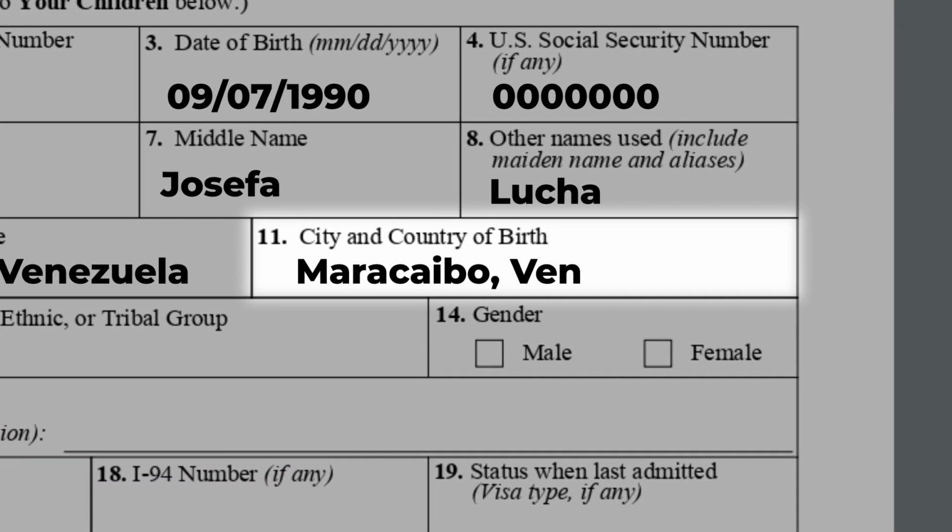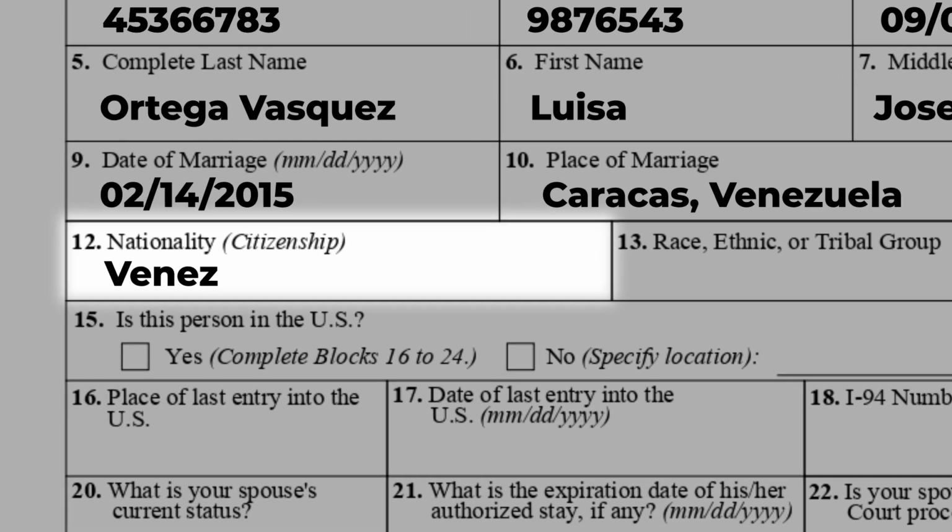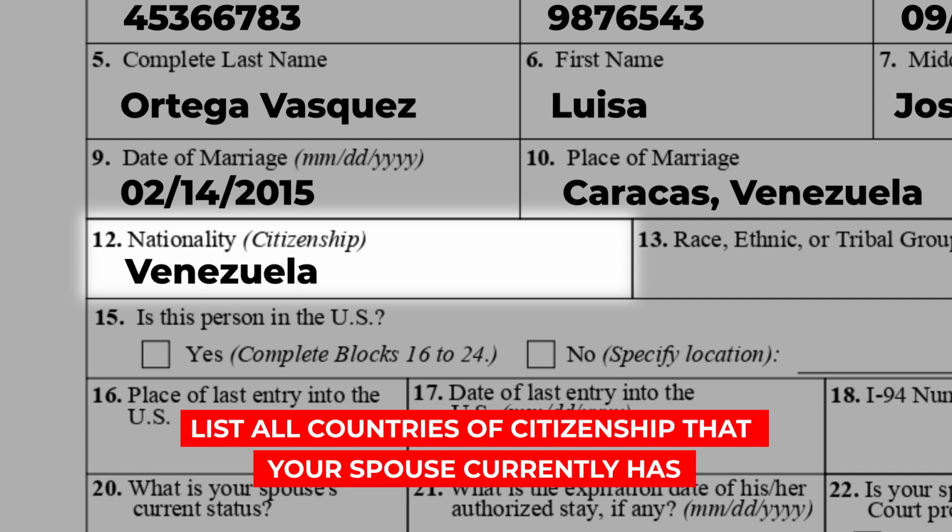For number 11, you must list your spouse's city and country of birth. Next, at 12, you put your spouse's nationality. Just like we discussed for yourself, for your spouse, you'll want to list all countries of citizenship. Note that this is asking about current citizenship. It's not asking about their citizenship at birth.